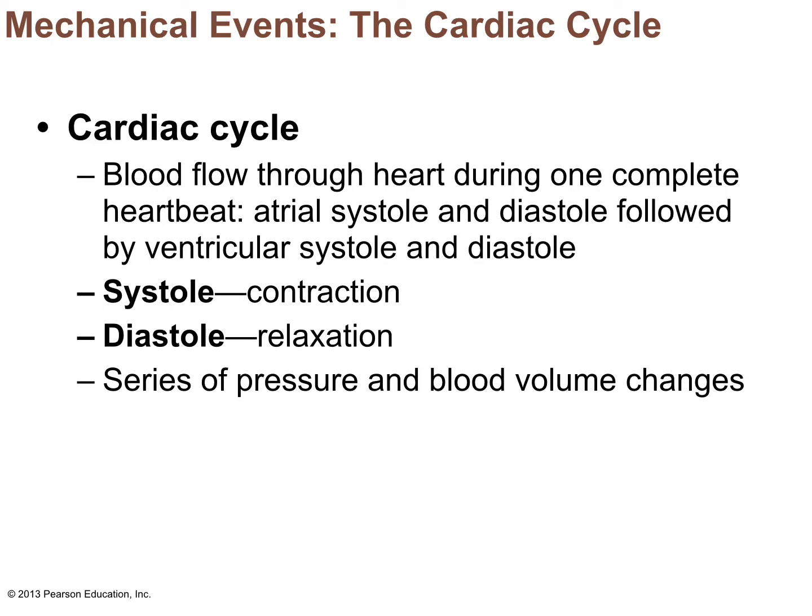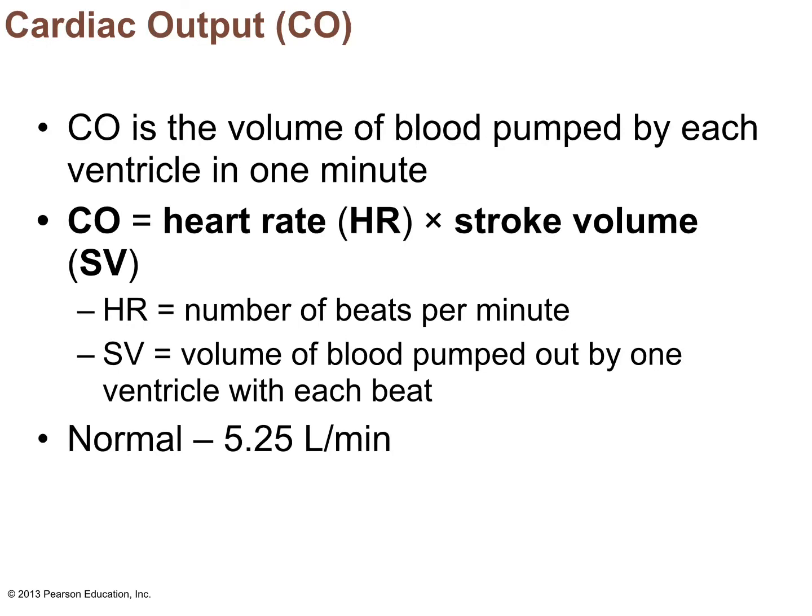So what we have in this cardiac cycle is atrial contraction and relaxation followed by ventricular contraction and relaxation. The total volume of blood pumped by each ventricle in a minute is called your cardiac output. Now, the cardiac output is your heart rate times your stroke volume. So let's break that down. The heart rate is how many times your heart beats per minute, and your stroke volume is how much blood is pumped out per beat. Again, if we multiply those, you get your total volume pumped out in a minute.